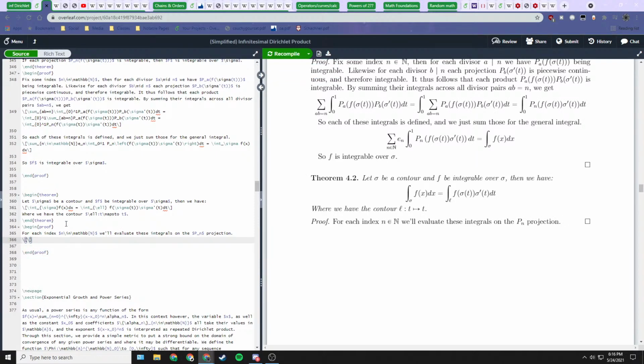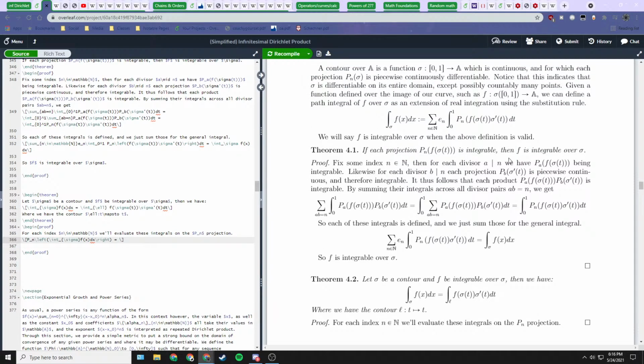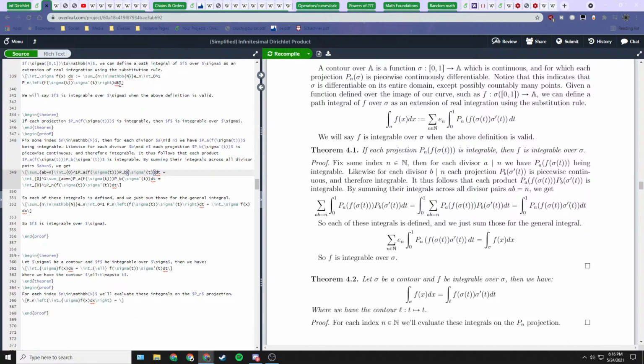So the way this works out is, first we'll have the integral on sigma of f. If we just do the nth projection, this is just this summation. Originally this is the summation. So we do this nth projection, and from the definition we just get this, but we just don't multiply by the e sub n. So that's down here.